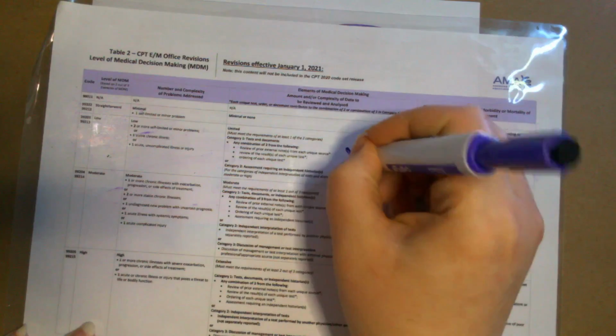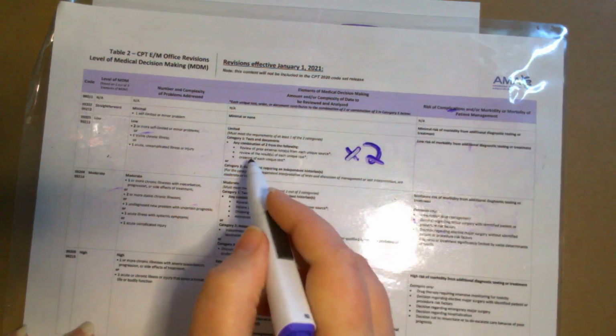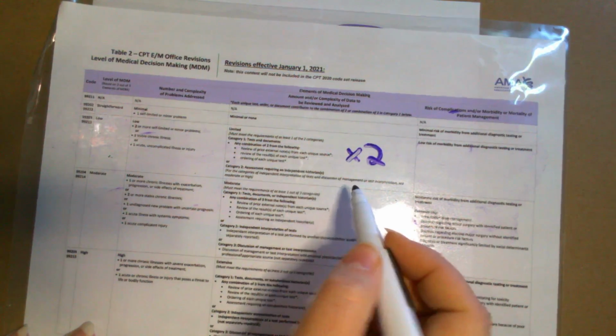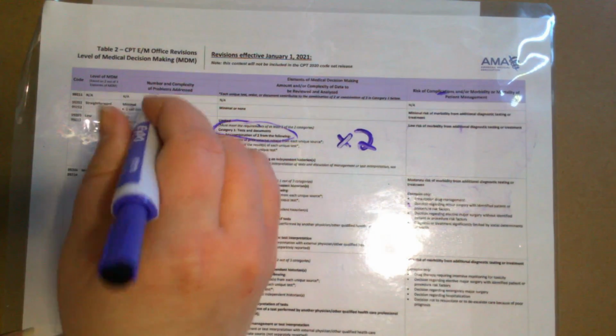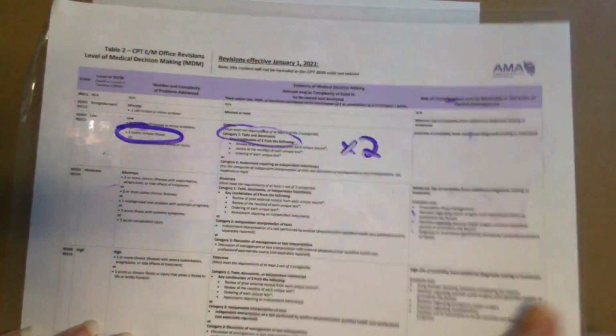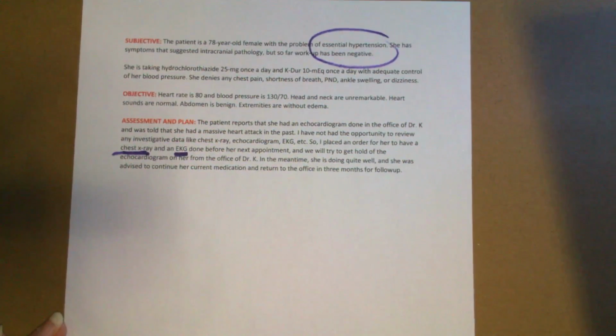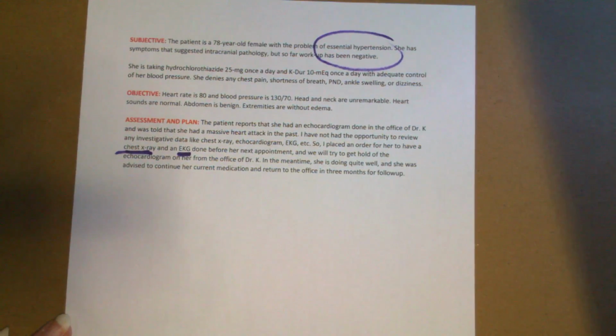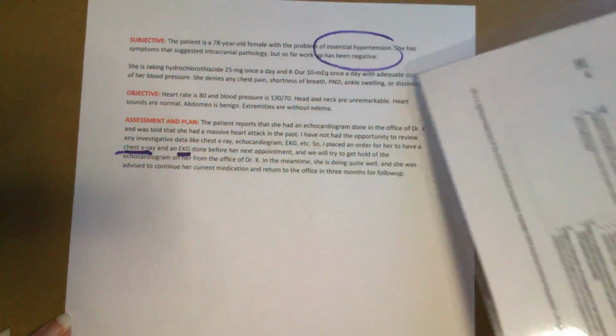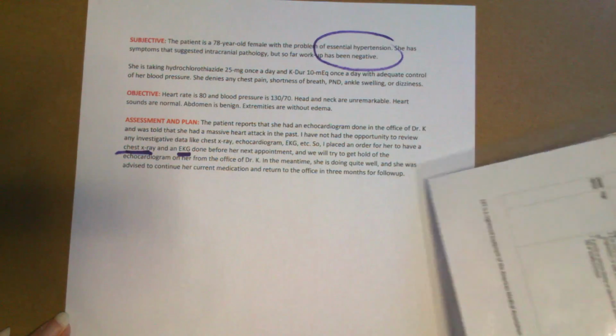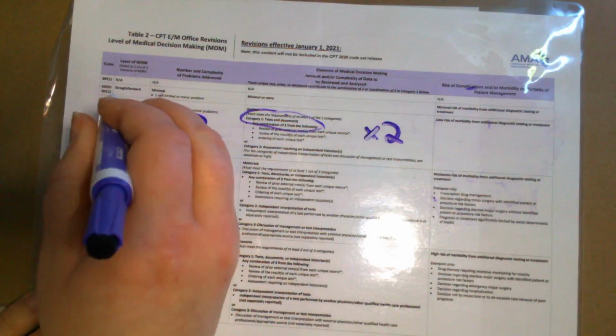So we ordered 2 tests, which means we can hit our category 1 here. We're going to assume this patient's being treated for hypertension, so we've got 1 stable chronic illness. I don't know that we even saw a prescription drug in here. It says what she's taking. I don't see really a lot of management of it. So in this case, I think we're looking at more of a level 3.